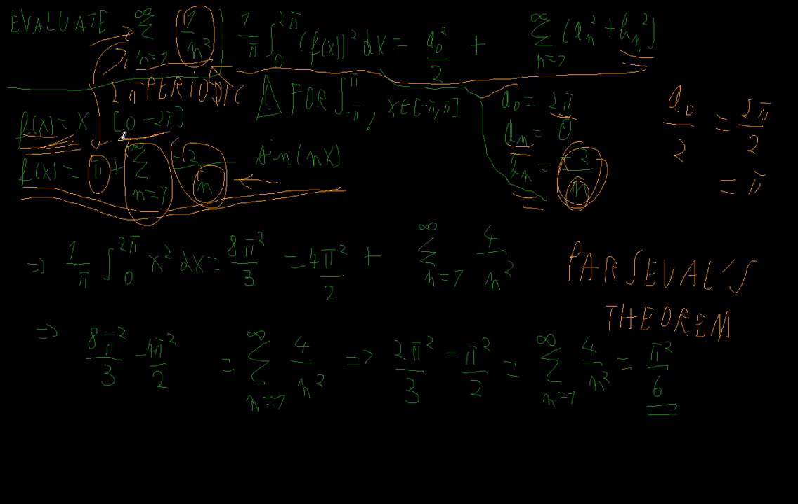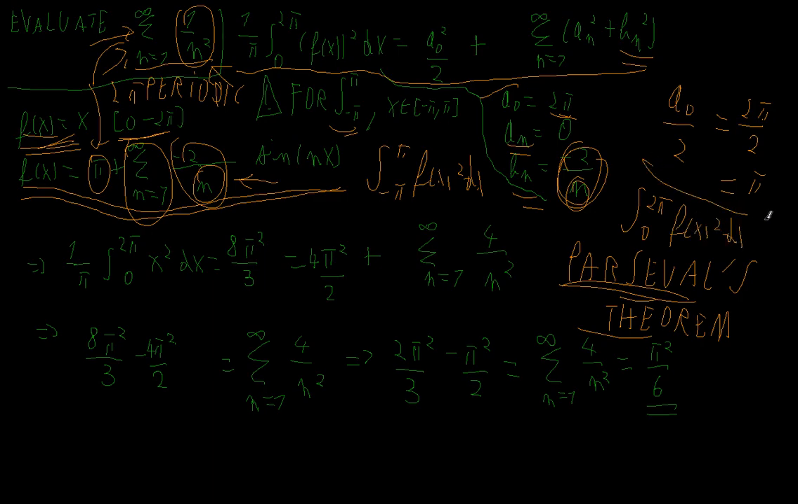So just one warning for Parseval's theorem. Generally, Parseval's theorem states that this is the integral from minus pi to pi, and not the integral from 0 to 2 pi of f of x squared. Generally we have the integral from minus pi to pi of f of x squared dx in Parseval's theorem, and not the integral from 0 to 2 pi. But here I use 2 pi. Why? Because my function f of x is equal to x is defined between 0 and 2 pi. It is a 2 pi periodic function, but it is defined between 0 and 2 pi, and not minus pi and pi, as can be the case. It can be the case, but it's not the case here.